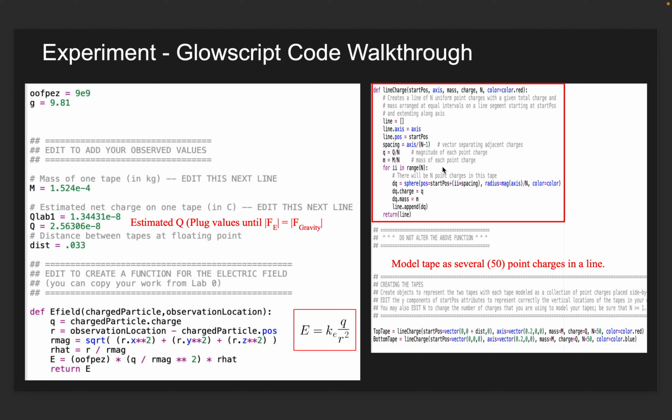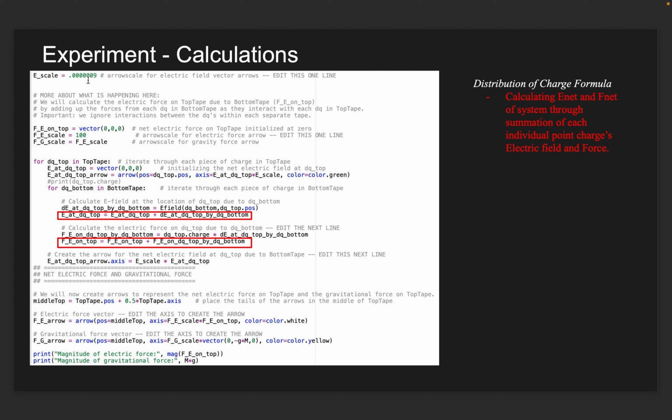We're actually creating a line charge at each individual point charge in this code here. And you can see then we initialize top tape and bottom tape, and I used n equals 50 point charges. So each piece of tape will consist of 50 point charges this time. And then we created our E scale factor so the arrows were more visible. We calculated our E at dq, our electric field on the top tape, and our electrostatic force on the top tape by summing each individual infinitesimal piece's electric field and respective force, and that was how we got our net electric field and net force.